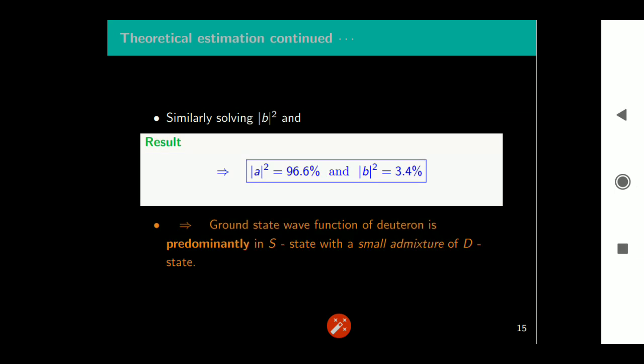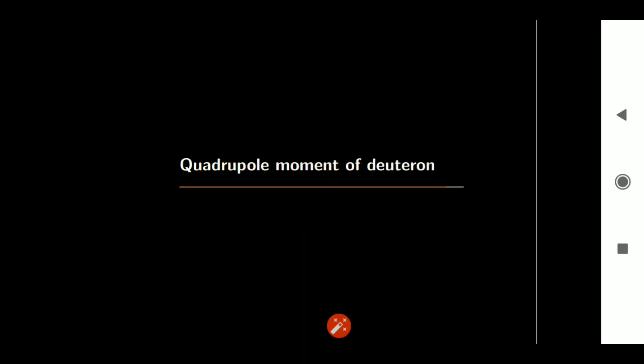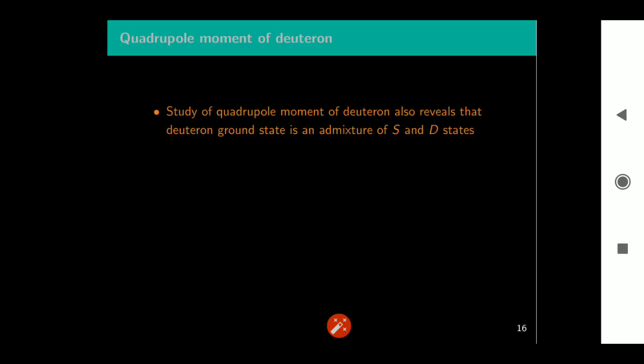So that's the estimation from the deuteron magnetic moment, and in other words, it also tells how long the deuteron particle stays in the S state and how long it stays in the D state. So a really interesting calculation. Then let us move on to the quadrupole moment of deuteron. The study of the quadrupole moment of deuteron also reveals that the deuteron ground state is an admixture of S and D state. That supports the magnetic moment calculation estimation.